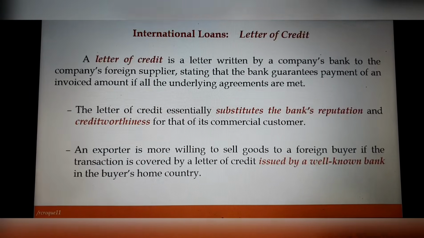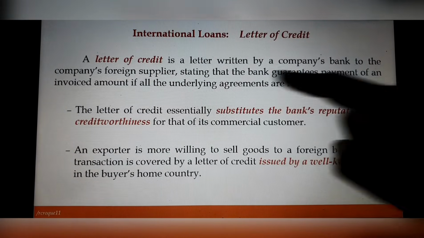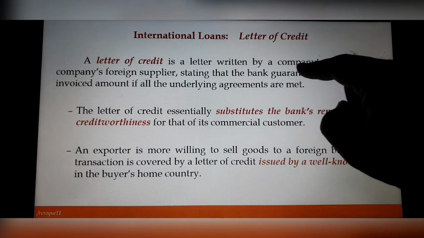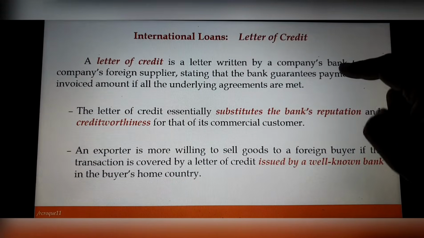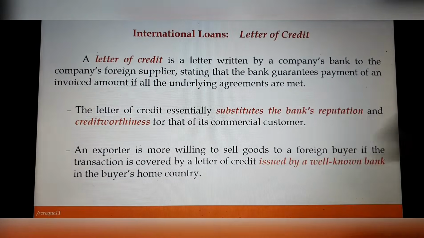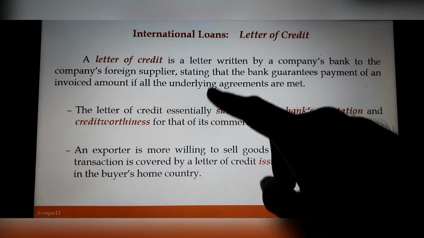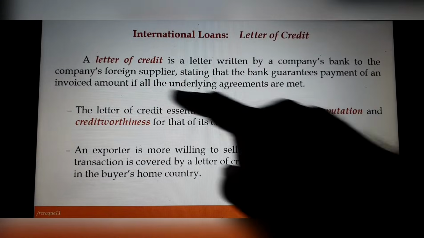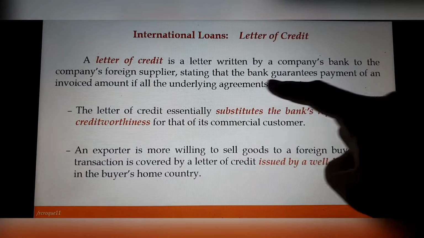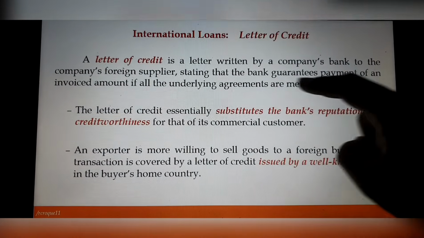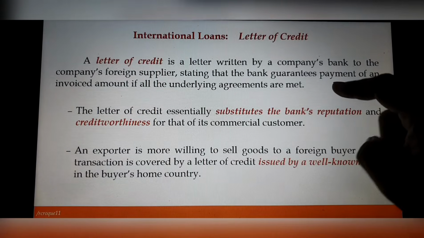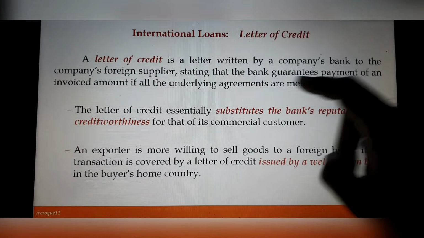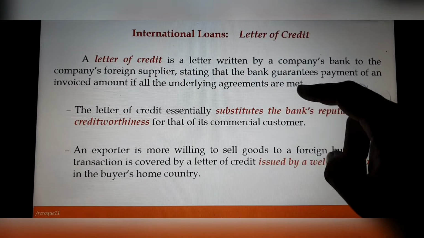One example is what we call letter of credit. So, sabi rito sa letter of credit, this is the letter written by a company's bank. So, galing kay bank to the foreign supplier. So, kumbaga, in behalf of the company, si bank na ang kumakausap kay foreign supplier is stating that the bank guarantees payment. Okay? Guarantees payment of an invoice amount if all the underlying agreements are met.